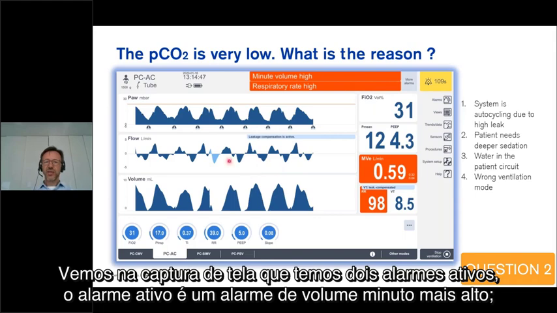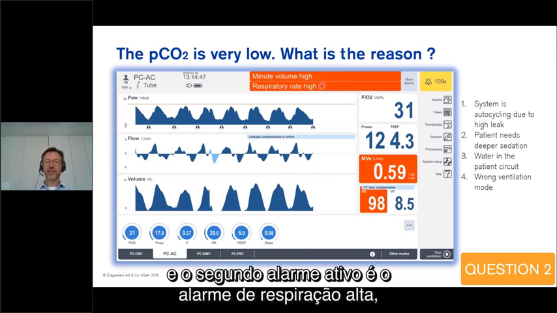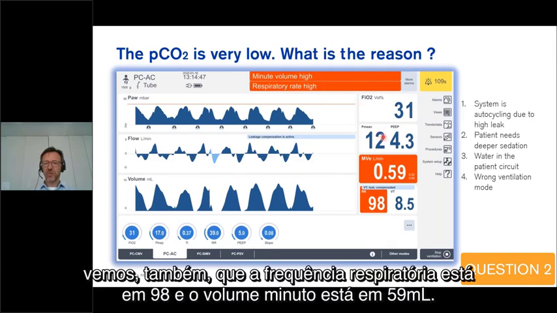We see in the screenshot that we have two active alarms. The one active alarm is a minute volume high alarm, and the second active alarm is a respiration high alarm. We see as well that the respiration rate is at 98, and the minute volume is at 590 milliliters.